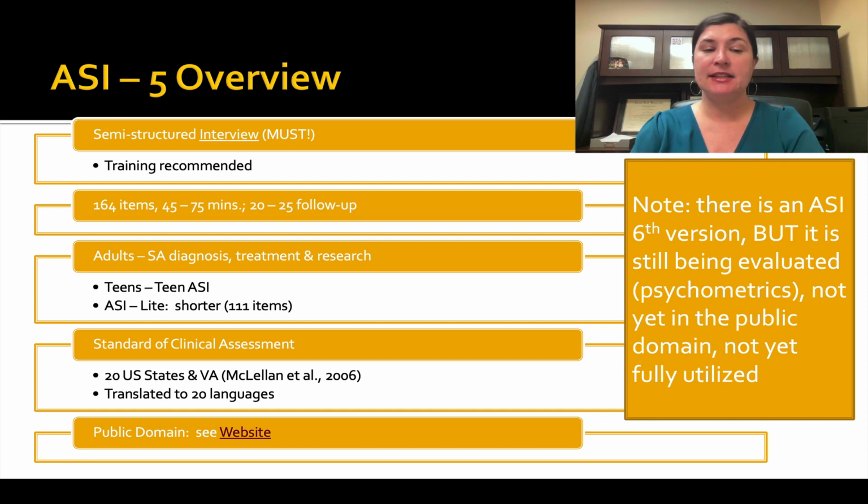The teen ASI is a little bit shorter with 111 items. It is a standard for clinical assessment in about 20 U.S. states as well as the VA, and it is translated into 20 languages. It is for public use and free, located on the website. Note that there is an ASI 6th version, but it is still being evaluated for its psychometrics, so we're still going to be using the ASI 5 for this course currently.